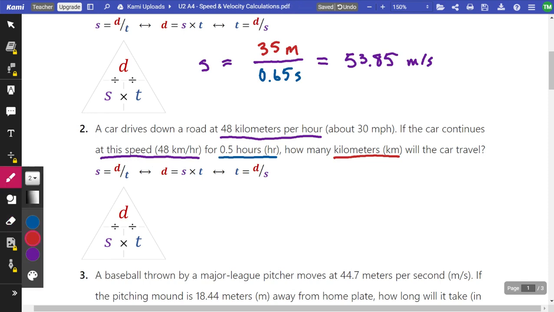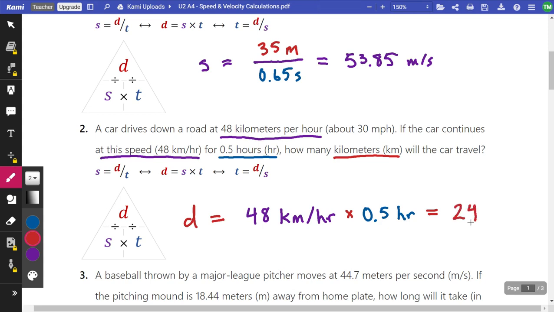So in order to solve for the distance, d is equal to my speed, which is 48 kilometers per hour, times the number of hours the car is traveling, which is 0.5 hours. You can plug this into a calculator. 48 times 0.5 is 24. And since we're calculating distance, this is going to be kilometers.